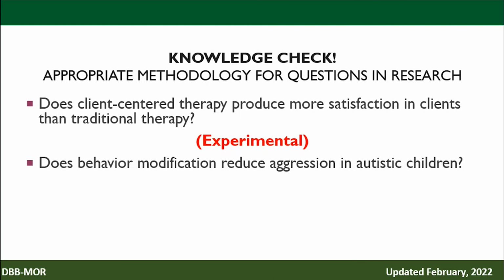Next, does behavior modification reduce aggression in autistic children? But remember, in SPED, we are not calling them autistic children anymore. They are students with special needs. So, what do you think is the most appropriate methodology? The answer is single subject experimental, because you are actually considering a particular student, or the group of students.